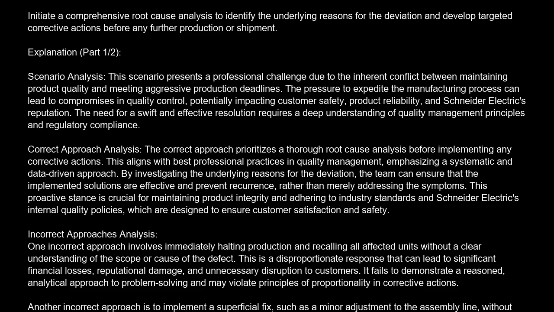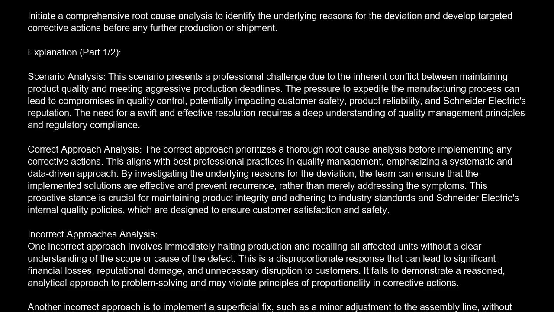Explanation. Scenario analysis. This scenario presents a professional challenge due to the inherent conflict between maintaining product quality and meeting aggressive production deadlines. The pressure to expedite the manufacturing process can lead to compromises in quality control, potentially impacting customer safety, product reliability, and Schneider Electric's reputation. The need for a swift and effective resolution requires a deep understanding of quality management principles and regulatory compliance.